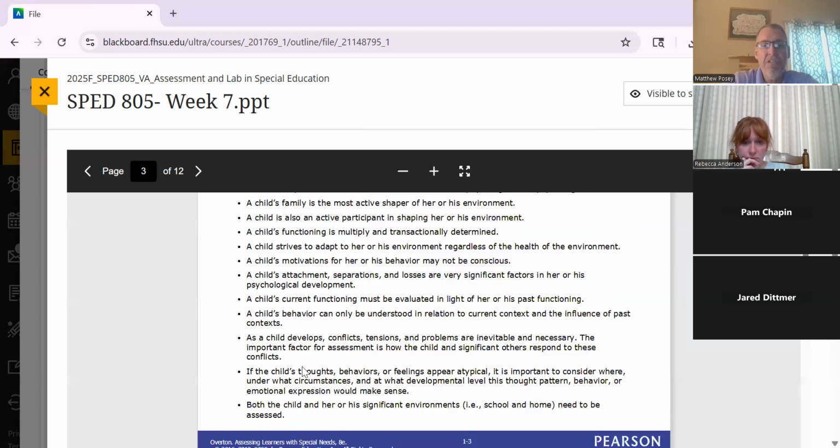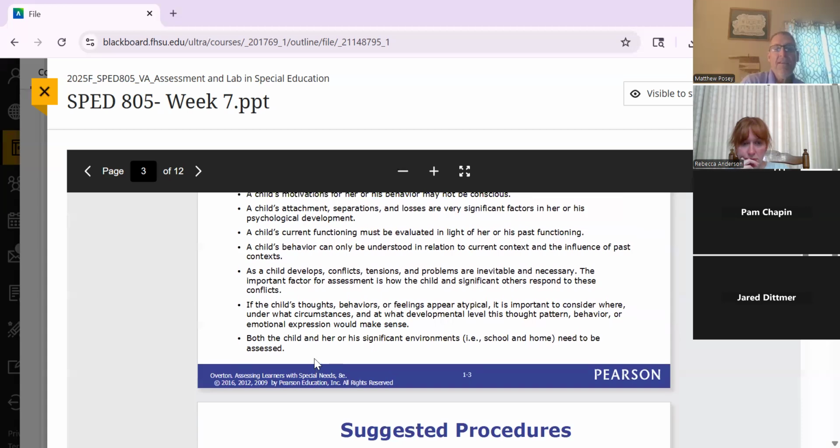Also, their current functioning must be evaluated in light of their past functioning in the academic environment. We need to also look at their behavior and understand that in relation to their past context and the different influences they've had. Additional things to look at from the holistic side of it is looking at how the child develops conflicts, tensions, and problems that are inevitable and necessary.